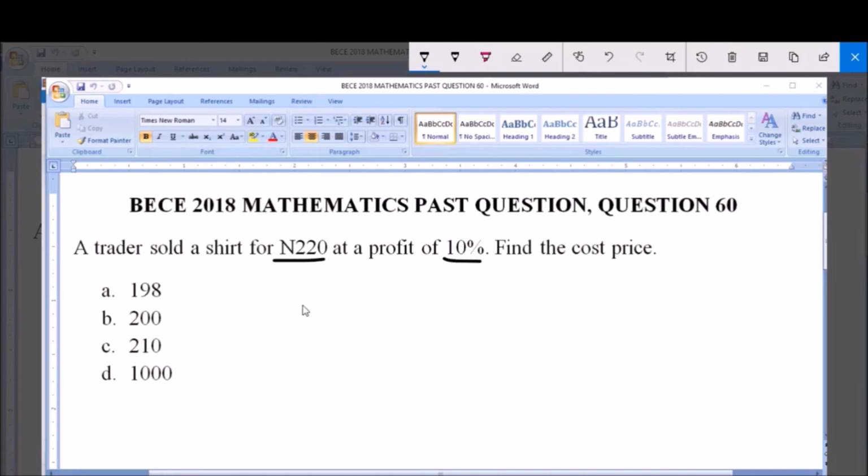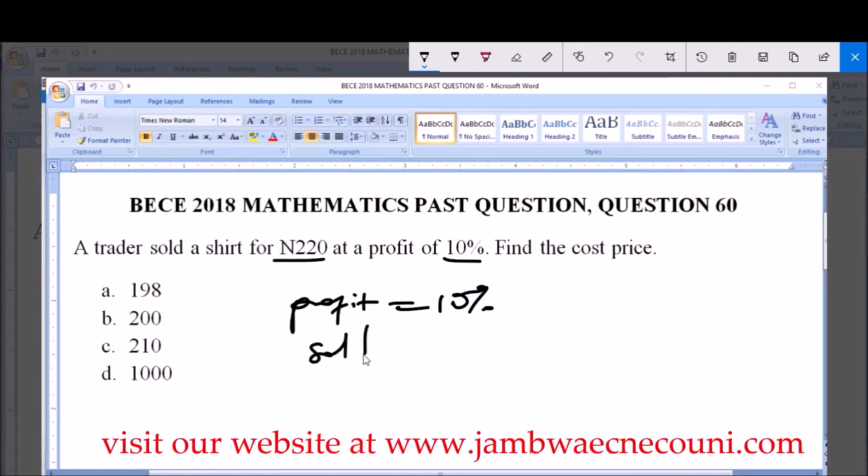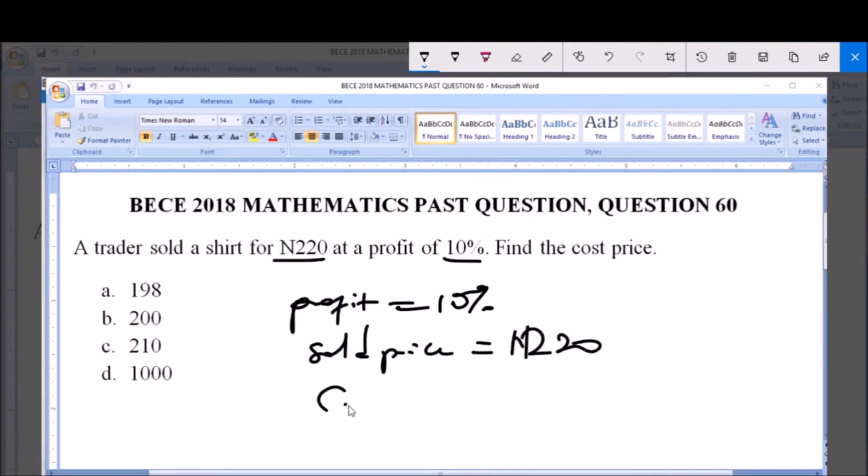So the profit, in percentage, is equal to 10%. The sold price is equal to 220 naira. Now we are asked to find the cost price, that is the original price of this shirt. Now for us to find the original price of this shirt, we find the percentage of this profit in this sold price and subtract it from this sold price.